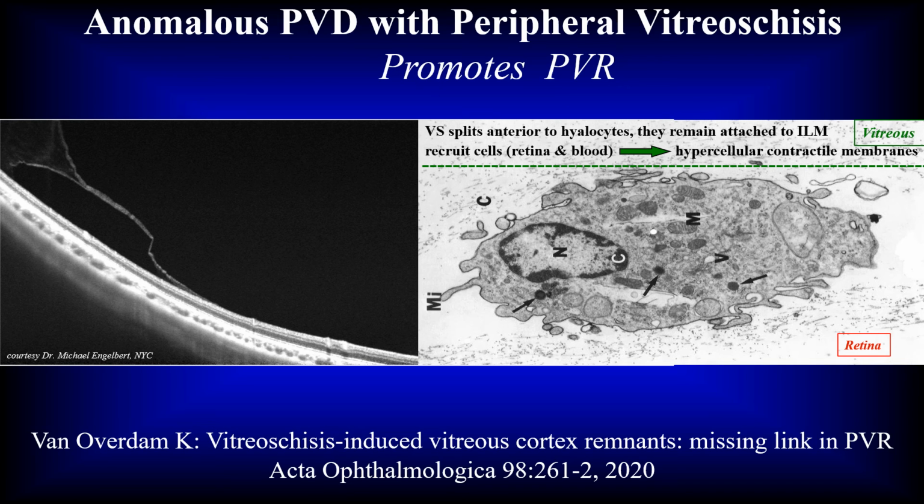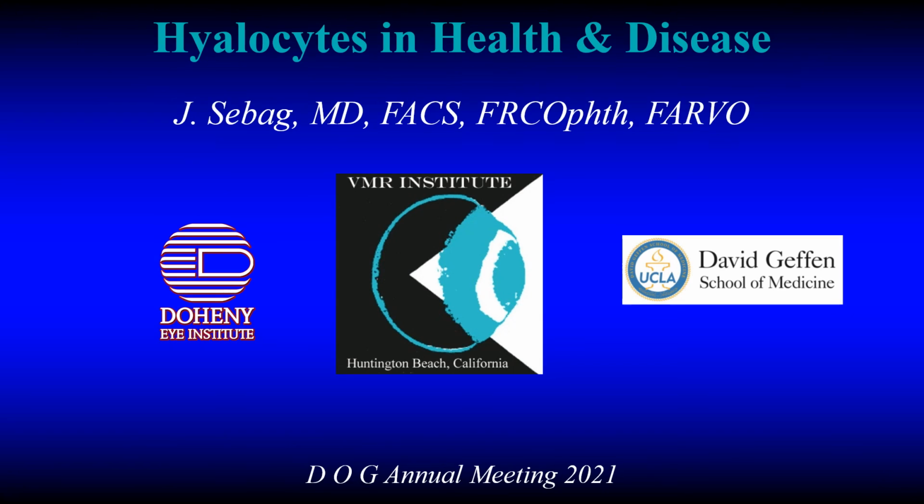Anomalous PVD in the periphery with vitreoschisis is demonstrated in this OCT provided courtesy of Michael Engelbert in New York. And here too, splitting anterior to the hyalocytes results in persistent attachment of these cells to the ILM, and they recruit cells from the retina and blood, resulting in the hypercellular contractile membranes that play an important role in proliferative vitreo-retinopathy.